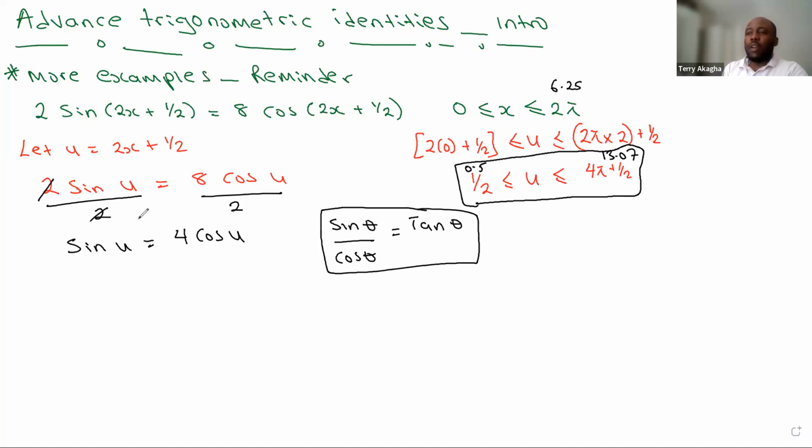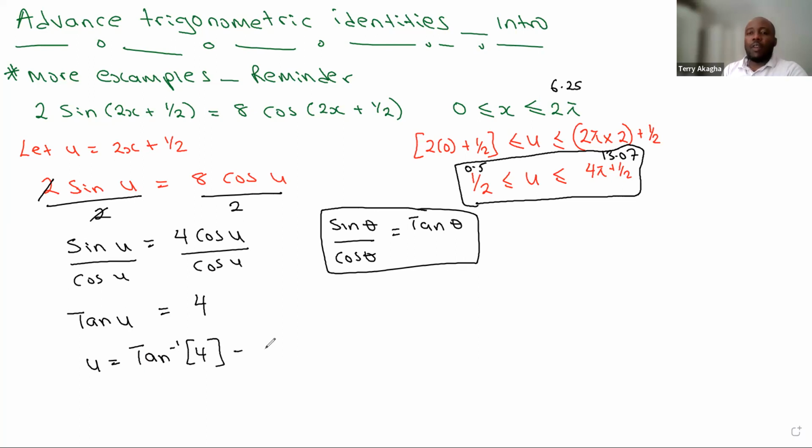Because we have 2 different identities on both sides of the equation, we have to make sure we have the same identity. The closely related one is sine theta over cos theta. So I can divide both sides by cos u. Sine u over cos u gives me tan u, and that is equal to 4. Now, remember, I'm not looking for tan u, I'm looking for u. So u is equal to the tan inverse of 4.